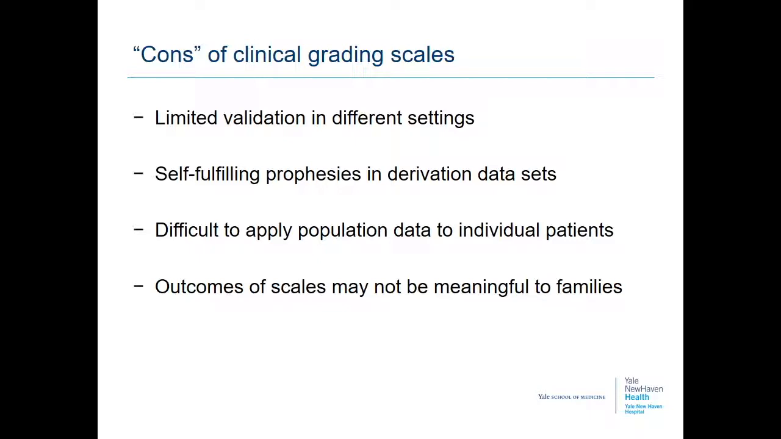There are self-fulfilling prophecies that are incorporated into the derivation data sets for these clinical grading scales, which we'll go into in a minute when we're talking about the individual scales. It can be very difficult to apply population data or general outcome data to individual patients and their particular situations, and this point can't be emphasized enough in clinical practice. And finally, the outcomes of the scales themselves may not necessarily be meaningful for families. In other words, what types of functional outcomes are predicted by these different scales may not be exactly what families have in mind when they're trying to make life and death decisions.